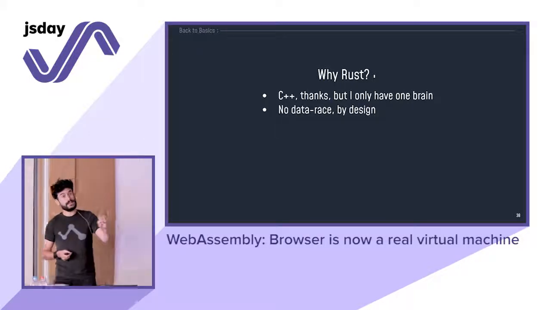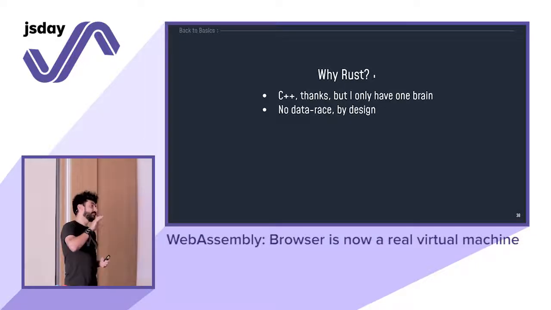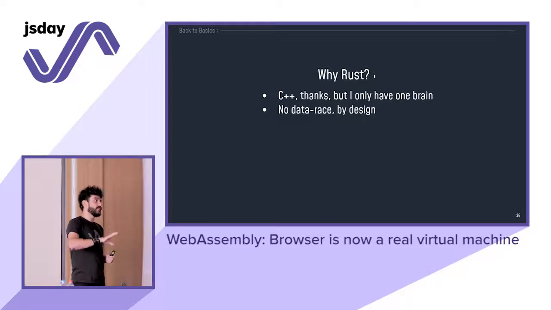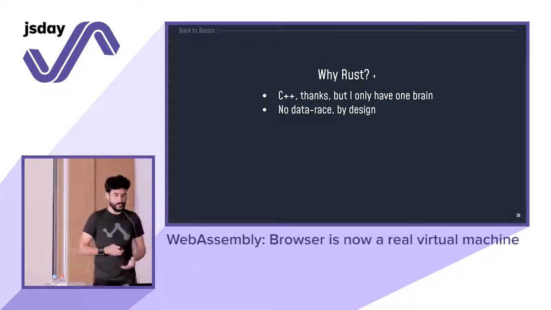There is no data race inside Rust by design, which means currently WebAssembly is single-threaded, but when we have multiple threads and we have concurrency, we can't corrupt the data at any time because Rust handles this use case in its design. So it's really useful and really easy to work with.